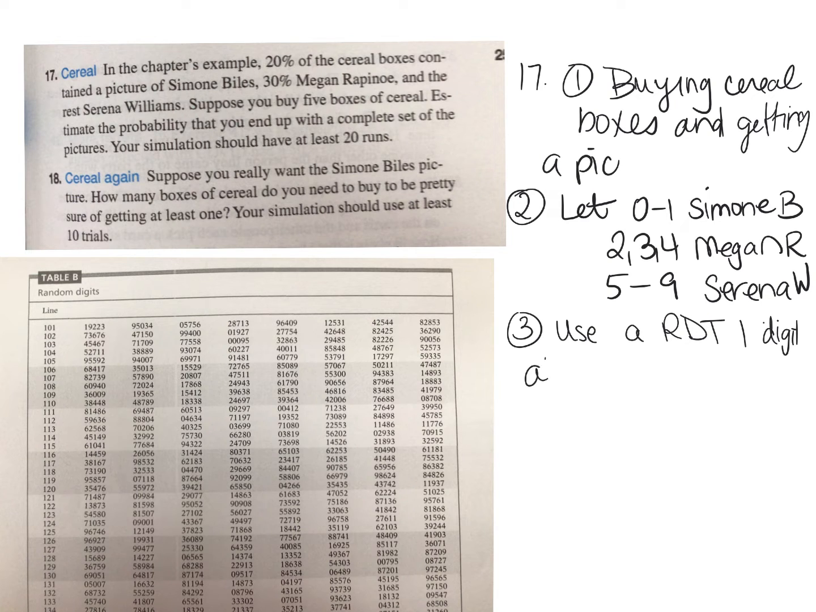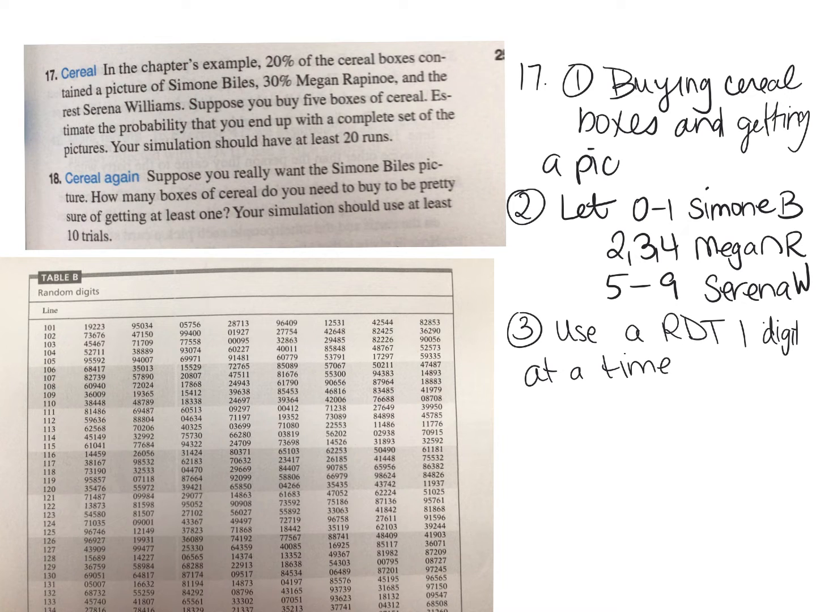Yes? How come for Simone we're not doing 0 through 19? Because I don't want to use 100 numbers if I could use 10. Oh, so you're just splitting it. Because 20 and 30 and 50 are multiples of 10, I don't need to use 2 digits. I can just use 2 numbers to represent 2 out of 10, 20%. And then it makes it on the random digit table easier because I only have to look at 1 number at a time. Now, is it wrong to do 00 to 19 is Simone, and then 20 to 49 is Megan, and then 50 to 99 is Serena?